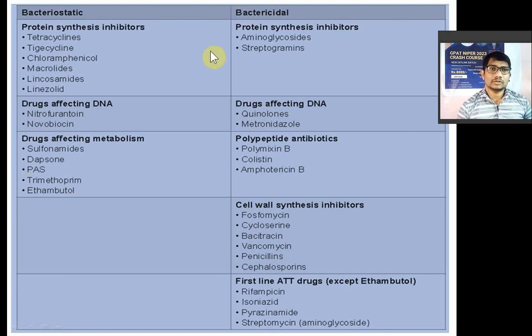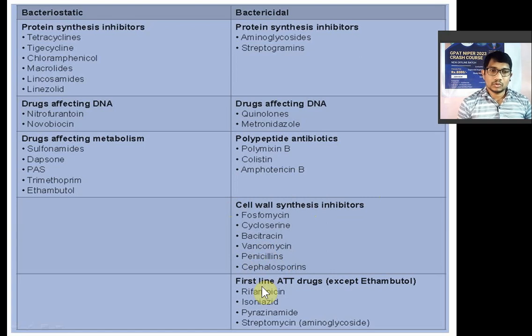So in that you have protein synthesis inhibitor bactericidals: aminoglycosides, streptogramin. Drugs affecting the DNA which are bactericidal: quinolones and metronidazole. Then bactericidal polypeptide antibiotics: polymyxin B, colistin, amphotericin B. Look, amphotericin B has many adverse effects, like peripheral neuropathy, then superinfection, etc. Then cell wall synthesis inhibitors that are bactericidal: fosfomycin, cycloserine, bacitracin, vancomycin, penicillin, cephalosporins.